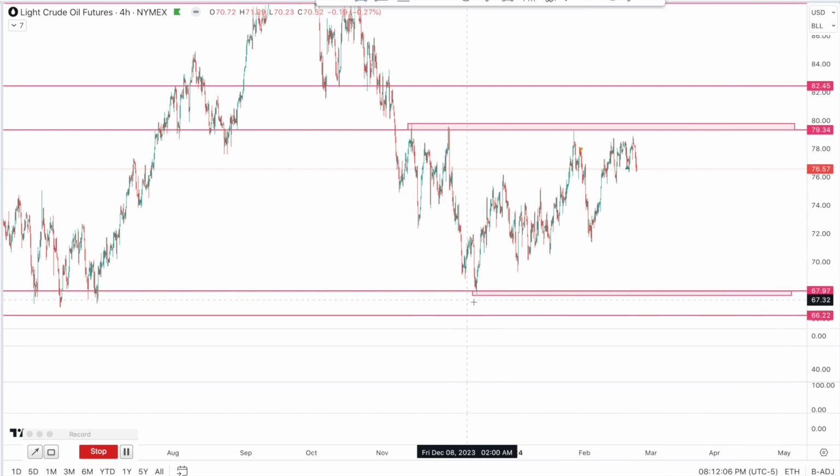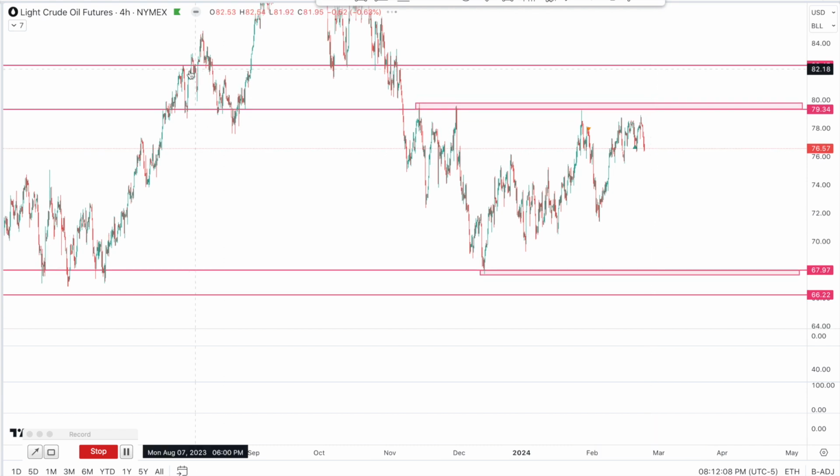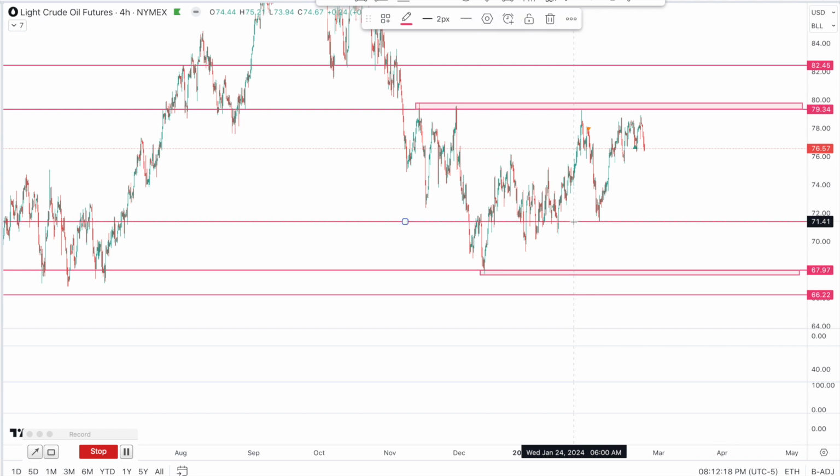Clearly something going on right there. So I want to see a couple more levels. I mean, if I put a line there, it's not a horrible idea because that is the last low, and it was a higher low.